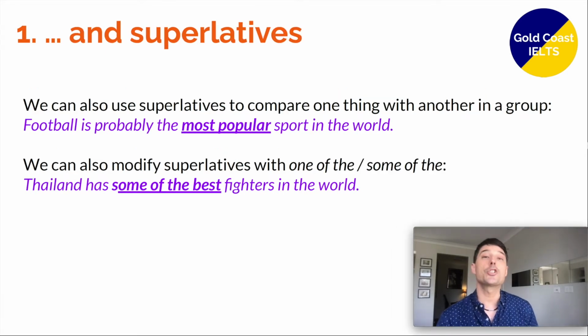Okay, so next is superlatives, which means the est form of the adjective. We can use superlatives to compare one thing with another in a group. For example, football is probably the most popular sport in the world. We can also modify superlatives with one of the or some of the. For example, Thailand has some of the best fighters in the world.